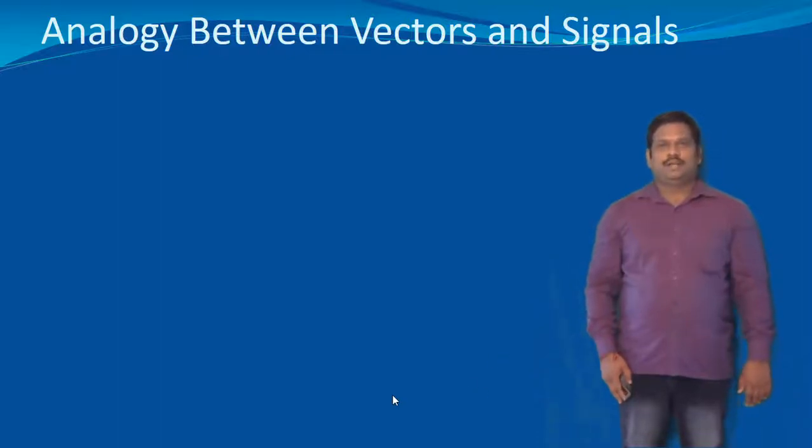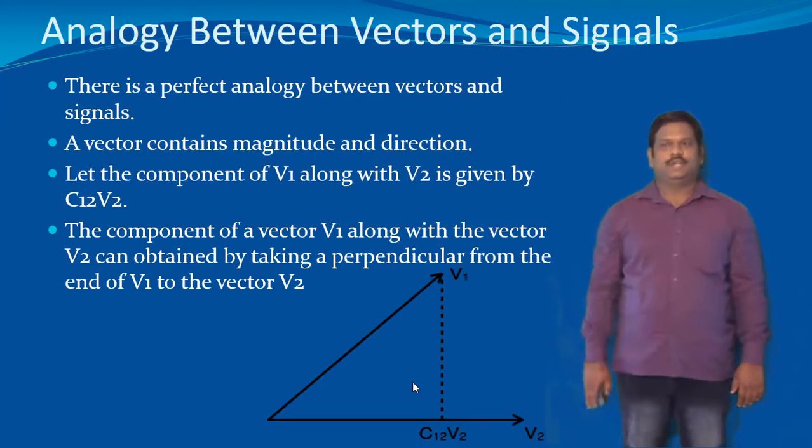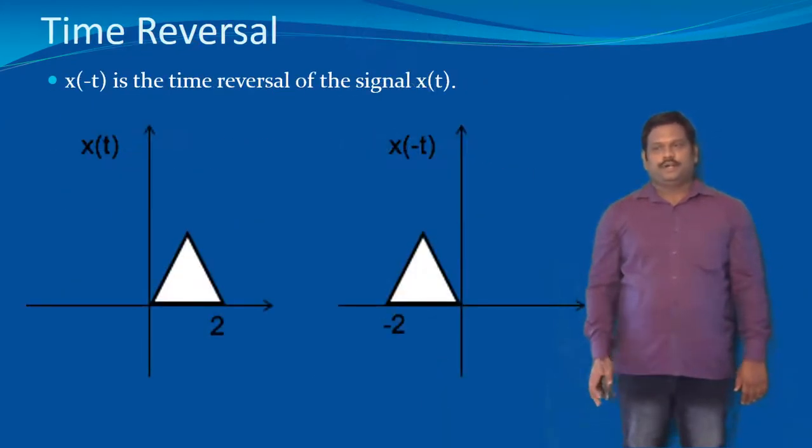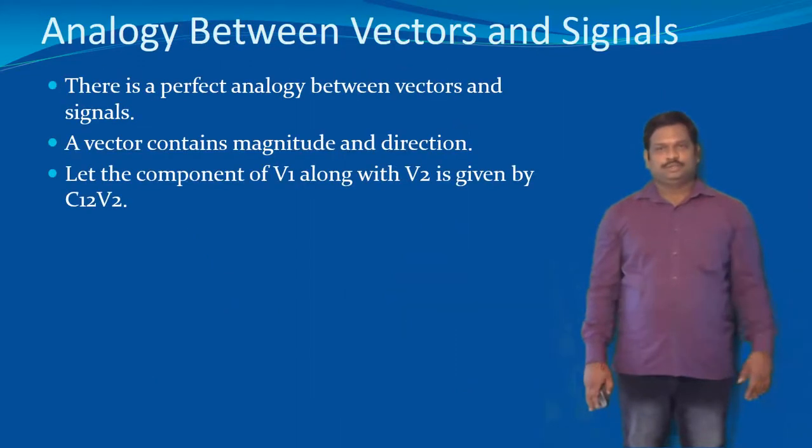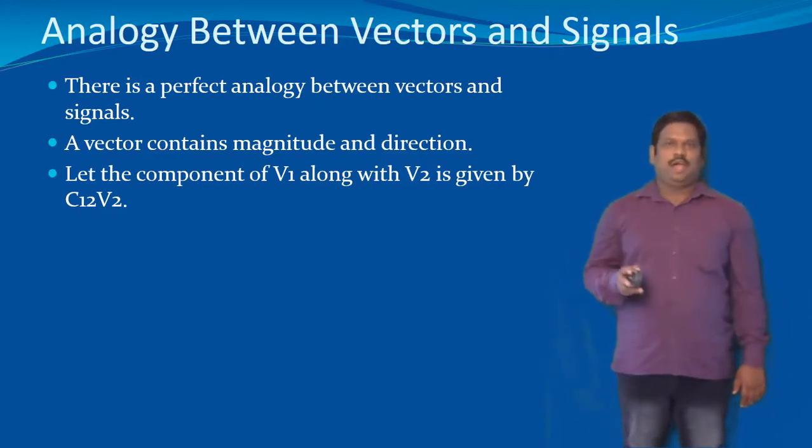Today we will discuss the important topic of signals and systems, that is, the analogy between vectors and signals. In that, the first one, we will take the comparison between vectors and signals. A vector consists of magnitude as well as direction, and the component of vector v1 along with v2 is given by c12 times v2.